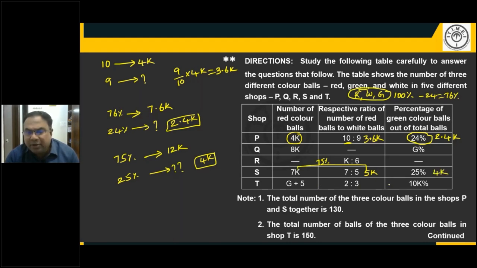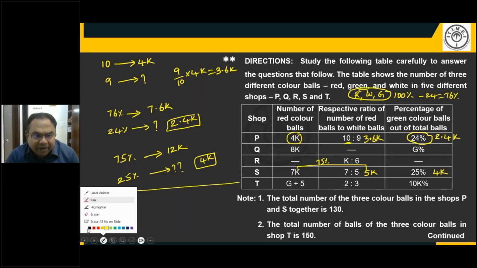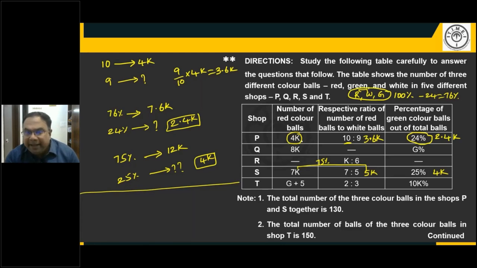So this is G plus 5, 2 is to 3, 10K percentage. Okay, let me look at this. Total number of 3 color balls in shops P and S together is 130. Let me take a different color. P and S total balls: 4K, 3.6, 2.4, that is 10K, plus S, total color balls in S, 7K plus 5K, 12K plus 4K, 16K, is equal to 130. So friends, 26K is 130, I got my K value as 5.